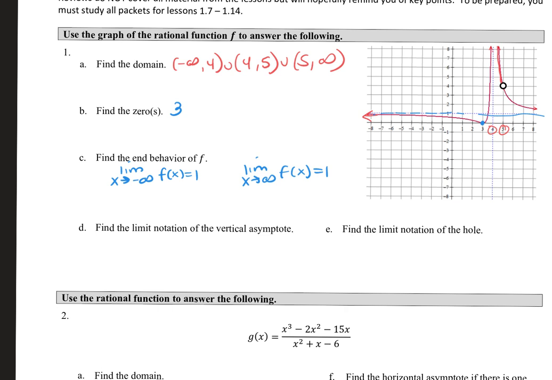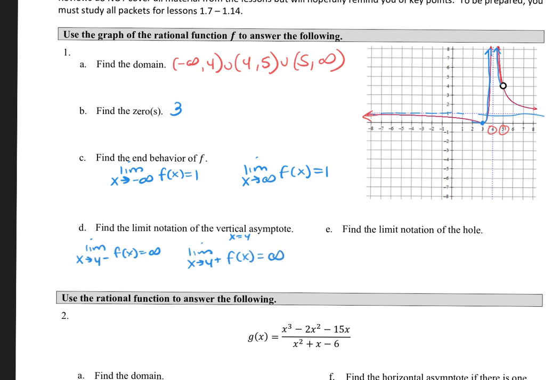D says find the limit notation of the vertical asymptote. So we have a vertical asymptote at x equals 4. So we're going to find the limit as x approaches 4 from the left and the limit as x approaches 4 from the right. From the left-hand side, my arrow is pointing up, which means it's going to positive infinity. And from the right-hand side, as it approaches 4, it's also going up, which means as it approaches from the right, it is also going to positive infinity.